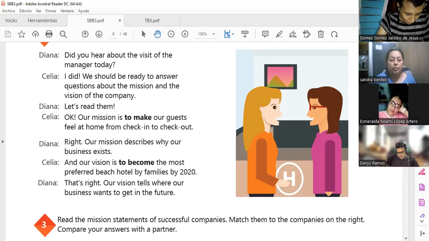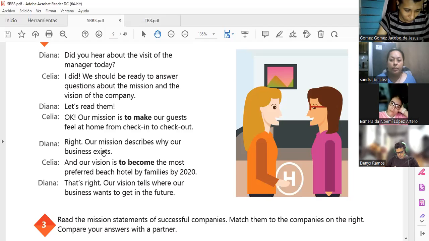Okay, our mission is to make our guests feel at home from check-in to check-out. Right. Our mission describes why our business exists. And our vision is to become the most preferred beach hotel by families by 2020. That's right. Our vision tells where our business wants to get in the future. Very good, very good. Excelente.